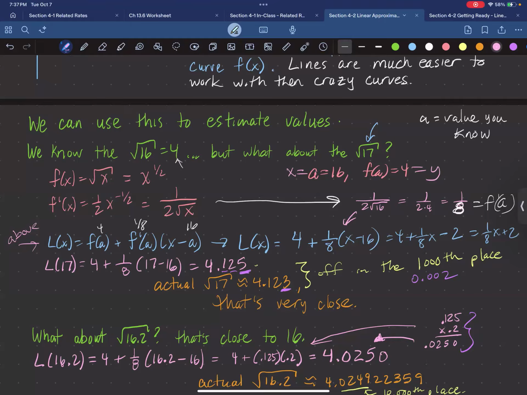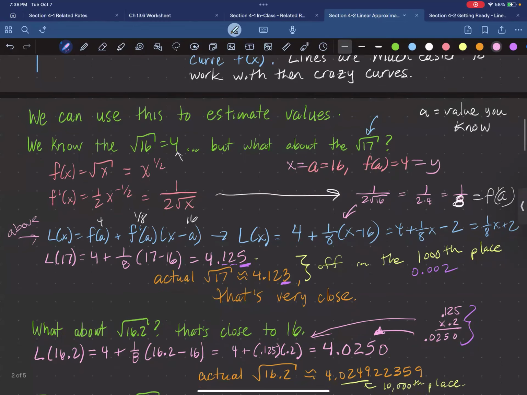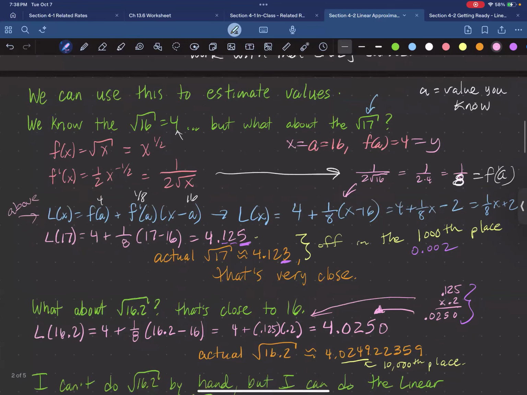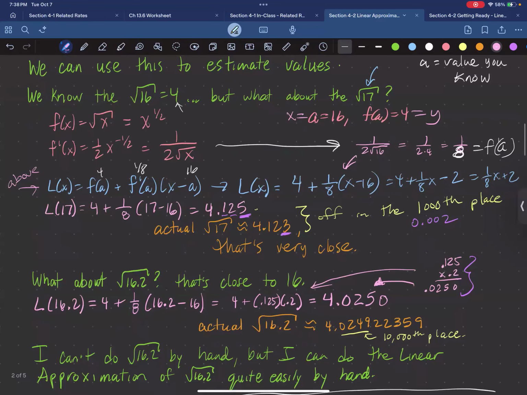And if you actually plug in 16.2, the square root of it in the calculator, you get 4.0249 and some change. It's close to the 10,000th place. That's pretty close. And yet, I couldn't do square root of 16.2 by hand. I can do the linear approximation by hand, and it only requires a little bit of multiplication and addition. So that's what this is good for.